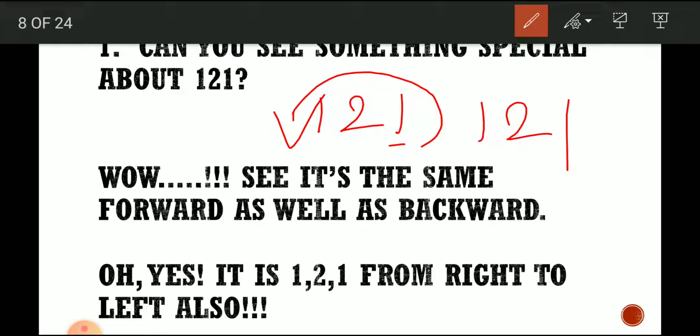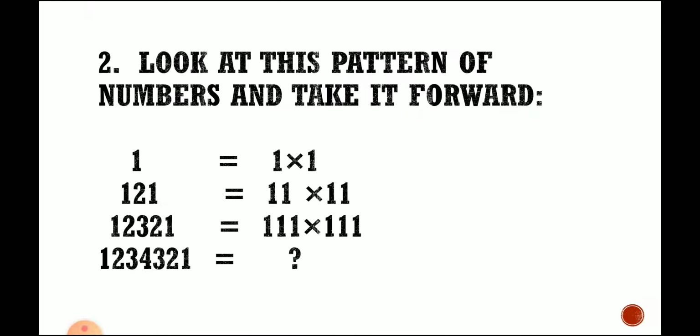If we remove the comma, we can get 121 from right to left and left to right also. Okay, see next. Look at this pattern of numbers and take it forward. When you see this pattern, you can definitely catch what type of pattern they applied here.